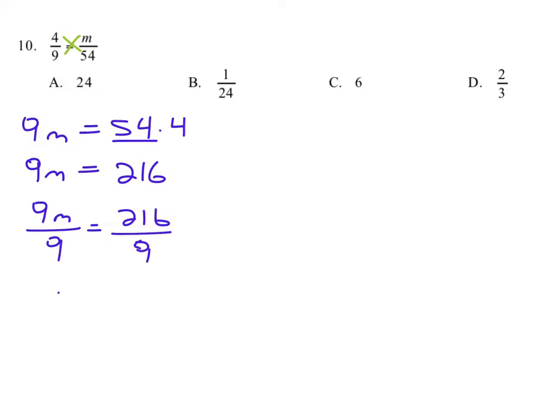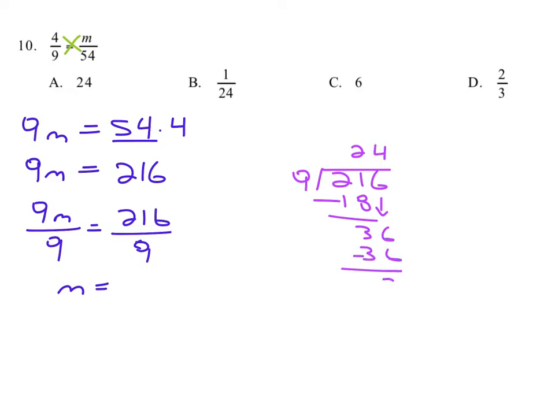Or m equals, and now you can just do the math over here on the side, 216 divided by 9. 9 goes into 21 twice, 18. 3 left over, bring down the 6. 9 goes into 36 4 times. Done. So the answer is 24. And that's A. Okay.